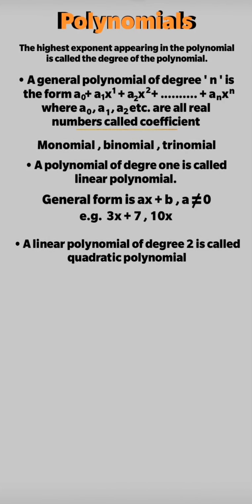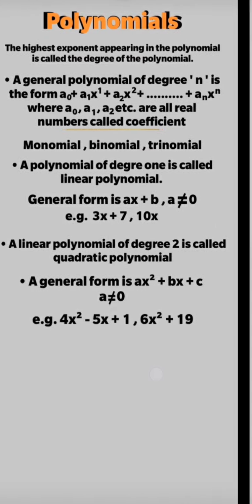A polynomial of degree 2 is called a quadratic polynomial. General form of a quadratic polynomial is ax square plus bx plus c, where a is not equal to 0. If a is equal to 0, then this will reduce to bx plus c, which is a linear polynomial. Therefore, your condition a not equal to 0 is important.